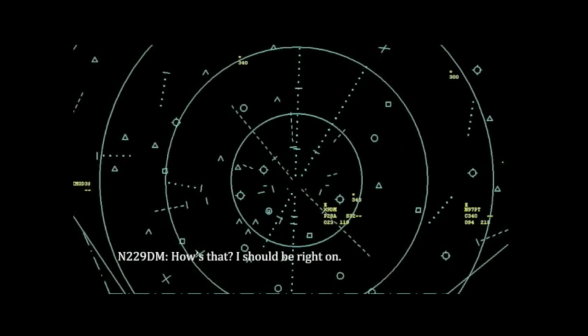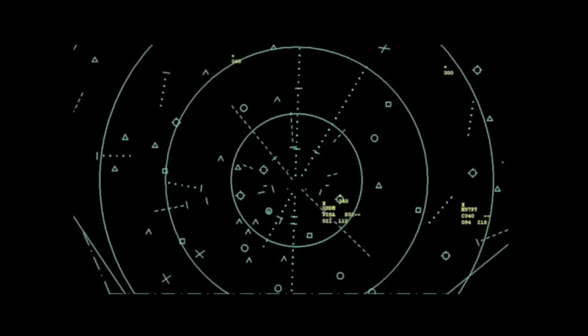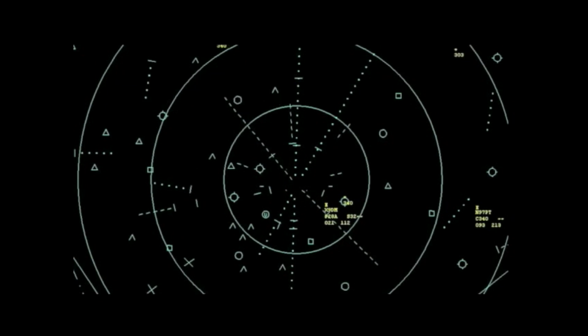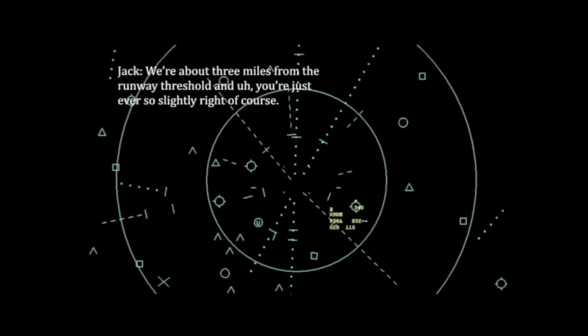How's that? I should be right on. All right, that looks a little bit better. Continue the left turn heading 280 if you can. I can see absolutely nothing. I know. I need to get you down. I need you established on a heading a little bit closer to the runway. We're about 3 miles from the runway threshold, and you're just ever so slightly right of course.